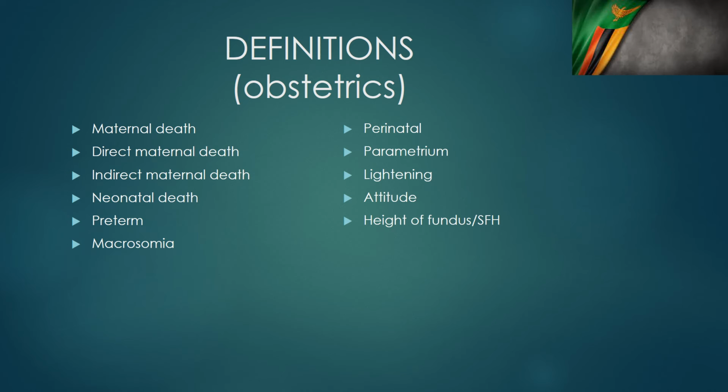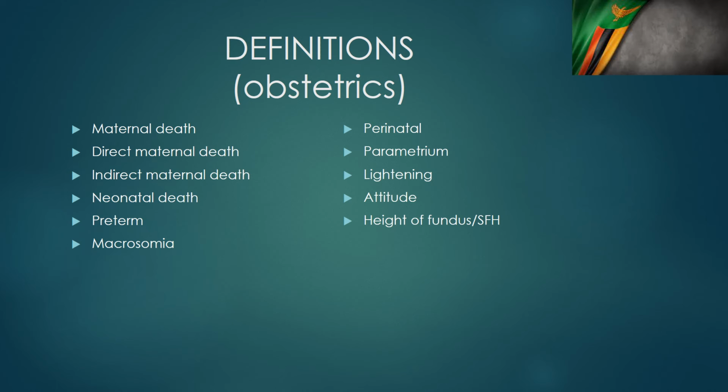The parametrium is the adjoining structures to the uterus. So there are these structures that are just next to the uterus. That is where the ovary is. That is where the fallopian tubes are. That is where the supporting ligaments are, the ligaments supporting the uterus. That is where the blood vessels are passing that are supplying the uterus. That is called the parametrium.